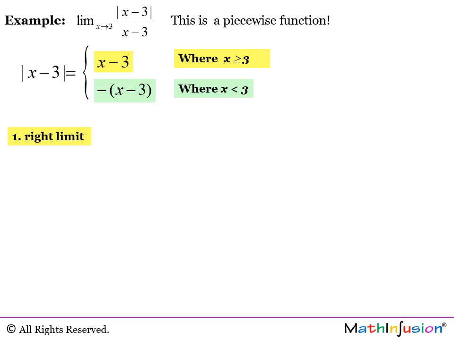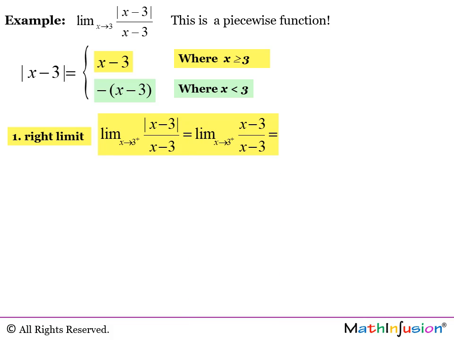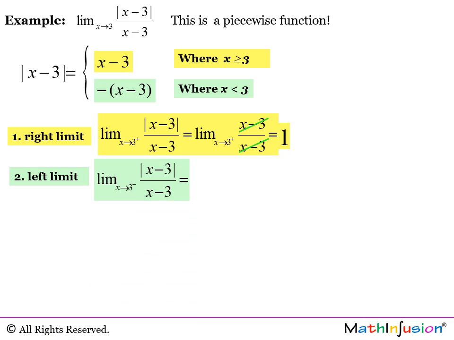The limit from the right: x is a little bit more than 3, so we're going to use this. And x minus 3 over x minus 3 is just 1. So the limit, no matter what x approaches, of 1 equals 1. From the left, we are replacing the absolute value by negative (x minus 3). And we know from algebra that this is negative 1. So the limit, who cares what x approaches, of negative 1 is negative 1.